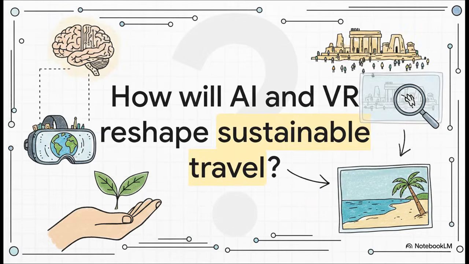It is completely rewriting how we plan and experience the world. As we wrap up this explainer, I want to leave you with a question that ties all of this back to sustainability. How will these rapidly advancing technologies like AI and immersive VR ultimately reshape our ability to protect the globe? Like, will virtual exploration relieve the pressure on incredibly overcrowded physical sites, or will it actually just drive up more demand? Definitely some food for thought.